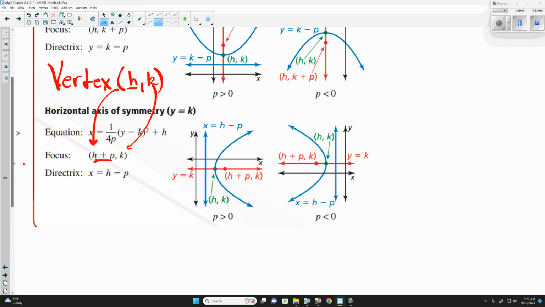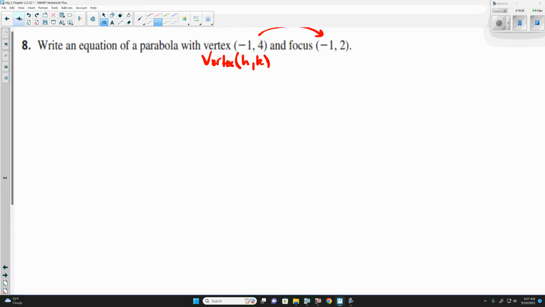So whenever we're looking at vertex to focus, we're trying to see which value changed, which one stayed the same. For this one here, the x value, the h value stayed the same from one to the other, yes? So from vertex to focus, did the first value change? No. Which one did? The y value, the k, where k is for the vertex, yes?